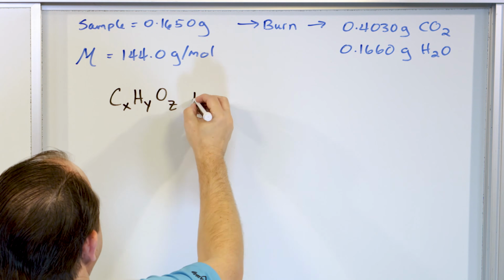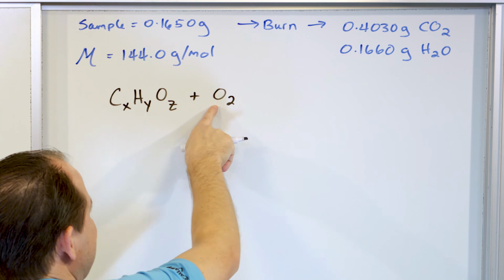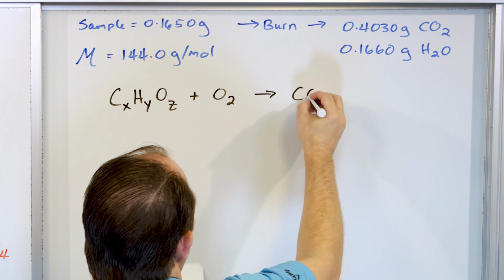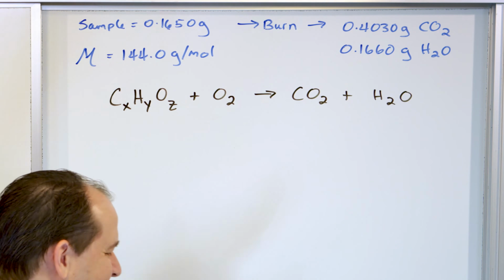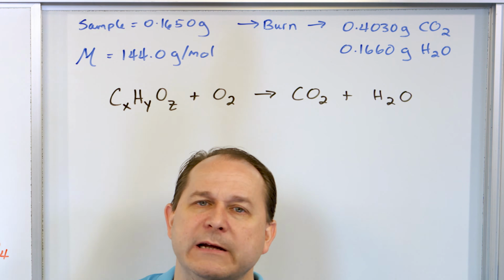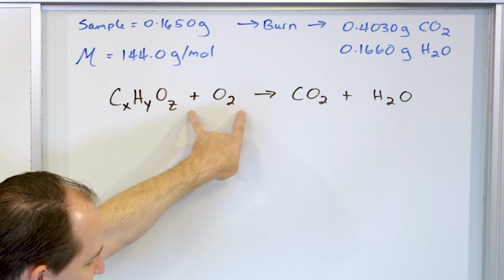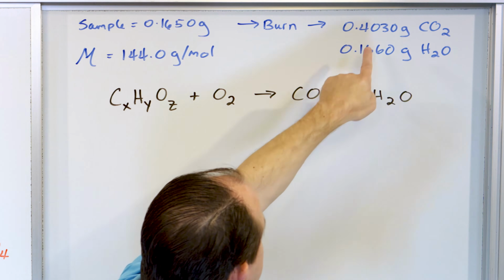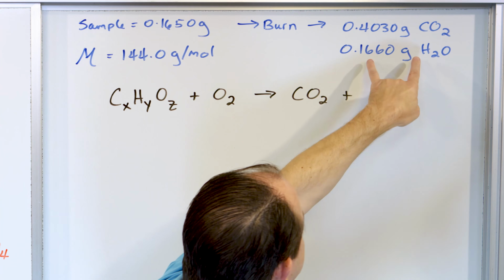Right? And what I'm going to do is I'm going to burn it. That means I'm going to add oxygen to it, but oxygen doesn't exist by itself as just an atom. It's a diatomic molecule, O2, right? And this yields CO2 plus H2O, right? Let's make sure that what we wrote down represents what's in the problem. A compound contains only carbon, hydrogen, and oxygen. Check. Right? It's analyzed by combustion. Check. It produces so many grams of carbon dioxide, we're given that number right here, and so many grams of water, 0.1660 grams of water, H2O.